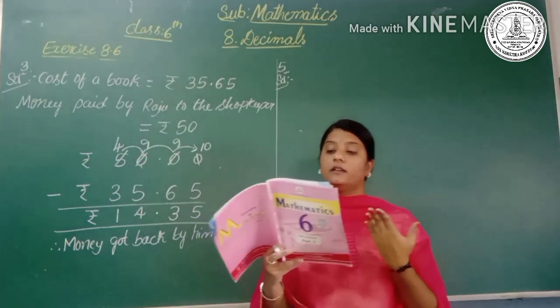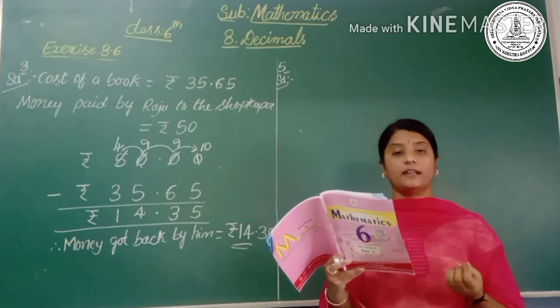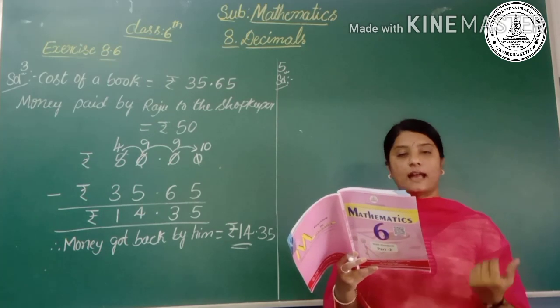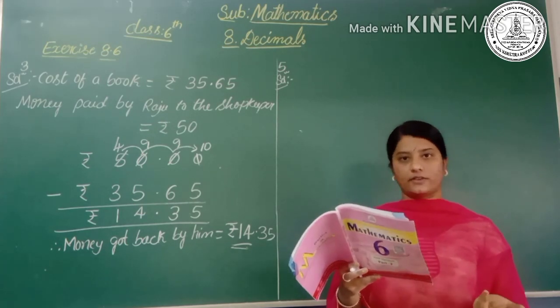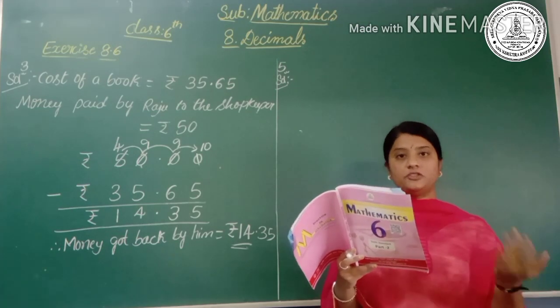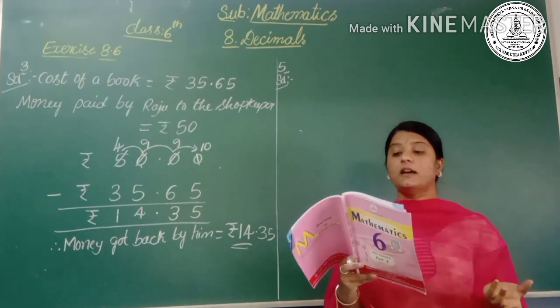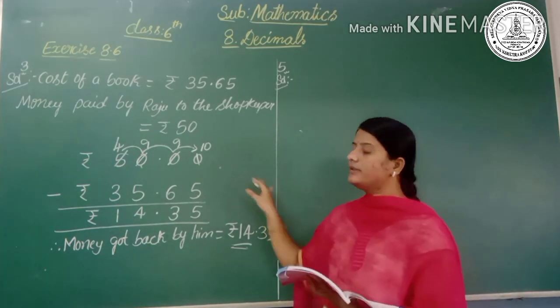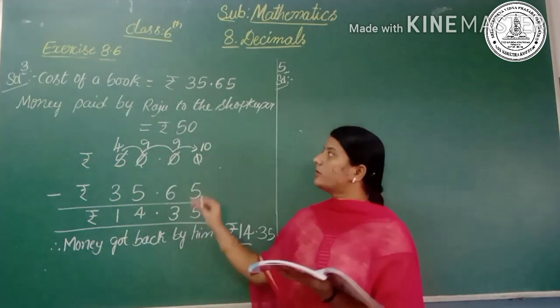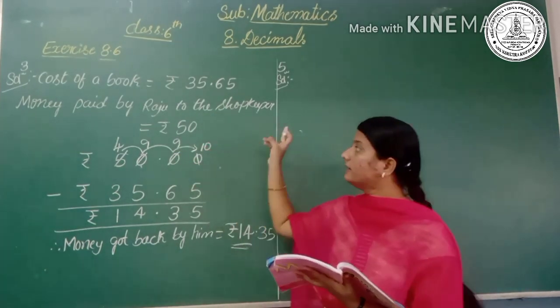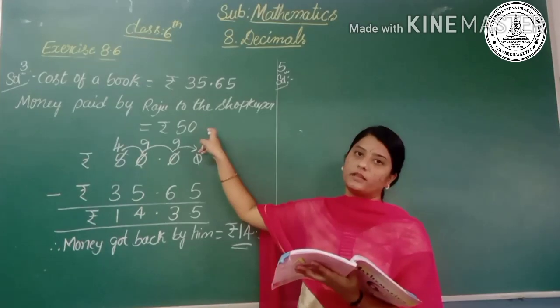So, Rani is a girl. She had 18 rupees 50 paisa and she bought an ice cream that cost 11.75. If she bought that ice cream, what is the remaining amount left with her? Yes, sir. So you have to do that in the same way. Okay. So the cost of the ice cream is 11.75.